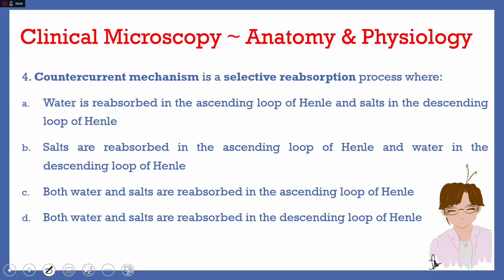Next, number 4. Countercurrent mechanism is a selective reabsorption process where letter A, water is reabsorbed in the ascending loop of Henle and salts in the descending loop of Henle. B, salts are reabsorbed in the ascending loop of Henle and water in the descending loop of Henle. C, both water and salts are reabsorbed in the ascending loop of Henle. Or D, both water and salts are reabsorbed in the descending loop of Henle. Answer here is letter B, salts in the ascending loop and water in the descending loop.